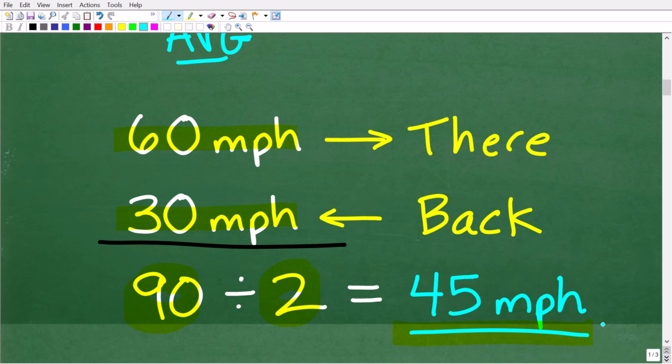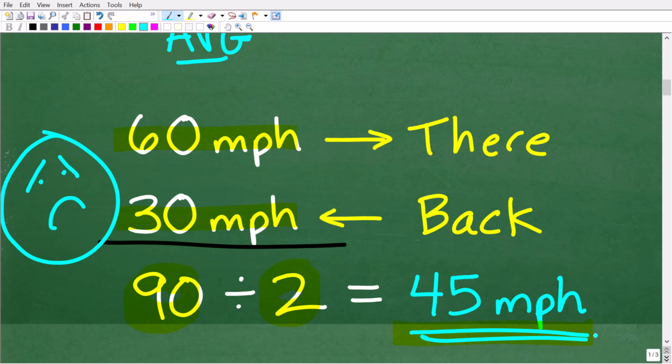If this is what you got, that is fantastic. Unfortunately, this is wrong. This is not the correct answer. If this shocks you, maybe you want to go ahead and think about the problem again. But 45 miles per hour is not correct. As a matter of fact, a lot of people probably answered with 45 miles per hour because they're not thinking this problem through. So let's see exactly how to solve this problem.